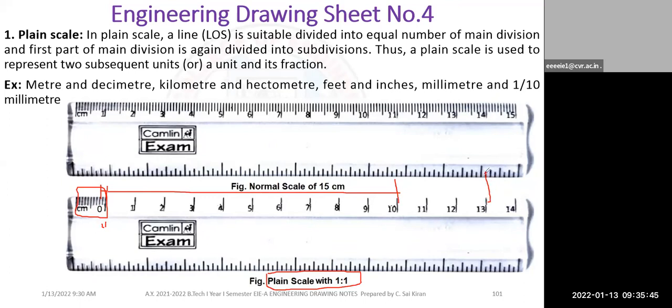Suppose in the same scale, if I want to measure 13.5, what I do is, I will highlight my 13 here, and I will highlight my 5 here. This is my 5 mm. So 5 mm plus 13 centimeters, total becomes 13.5.